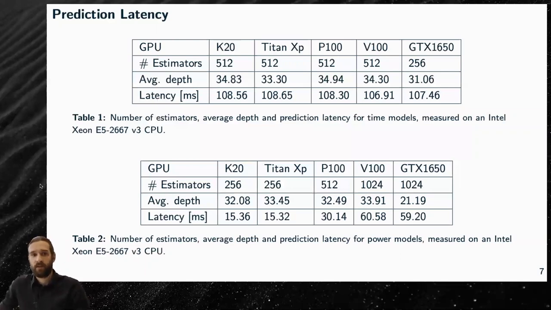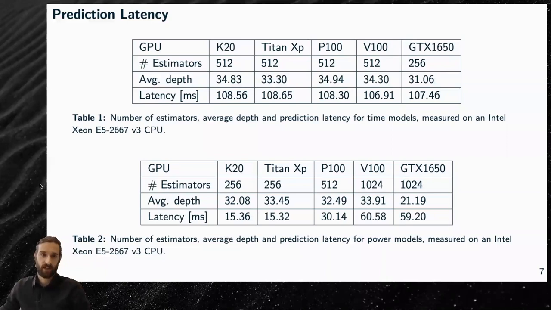Let's talk about the prediction latency. The number of estimators tells us how many trees are in the forest, and for the time prediction, these are usually 512. For the GTX 1650, it's only half of that. Nonetheless, the prediction latency is nearly the same for all of them, around 108 milliseconds.